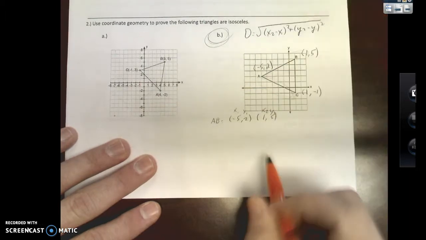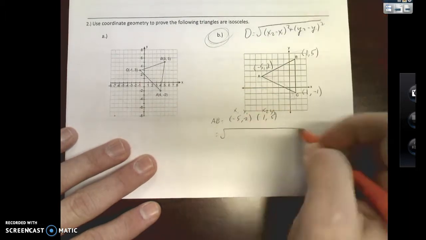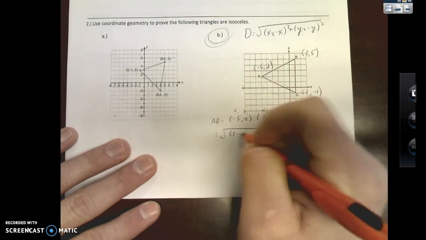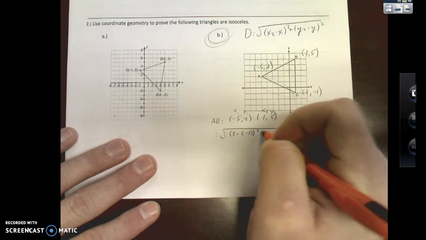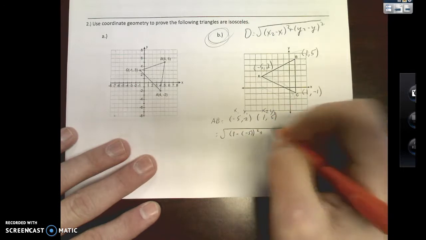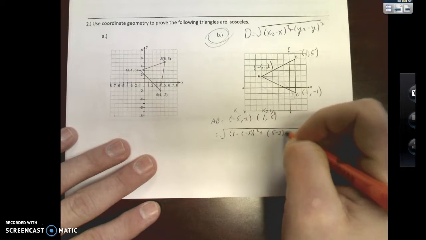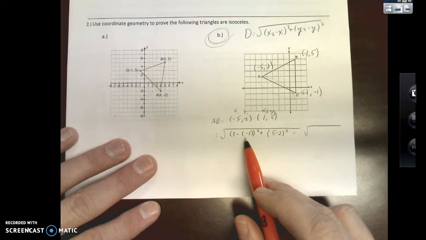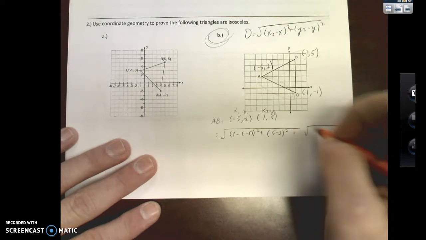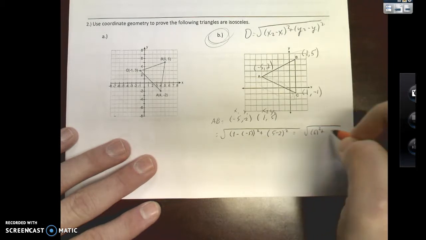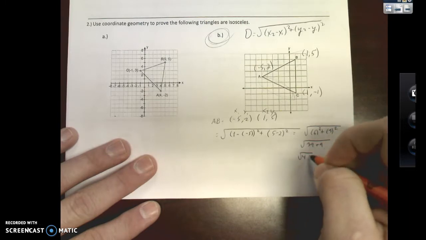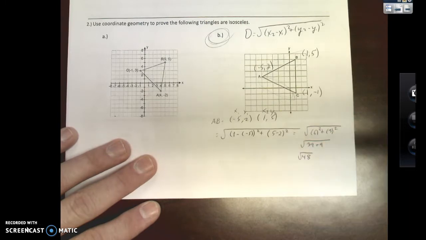Okay, so here we go. You're plugging things in. x2 minus x1. So x2, 1 minus negative 5 squared, plus y2 minus y1, 5 minus 2 squared. Don't forget the square root symbol. Minus and negative becomes plus. You guys are really good at that. So 1 plus 5 is 6. 6 squared. Plus 5 minus 2 is 3. 3 squared. We're looking at 36 plus 9. Square root of 45.